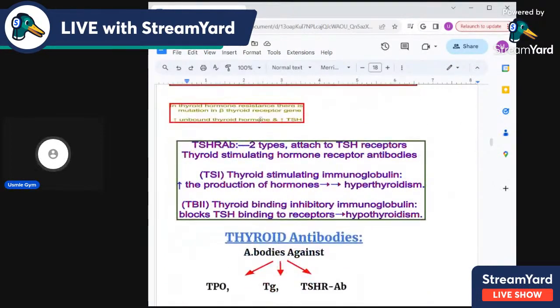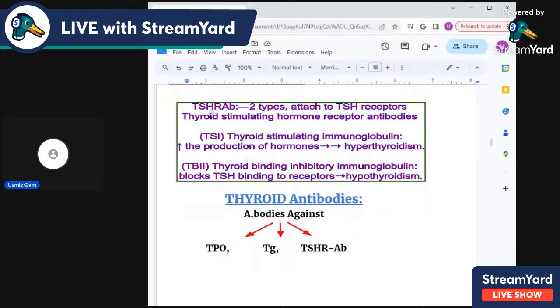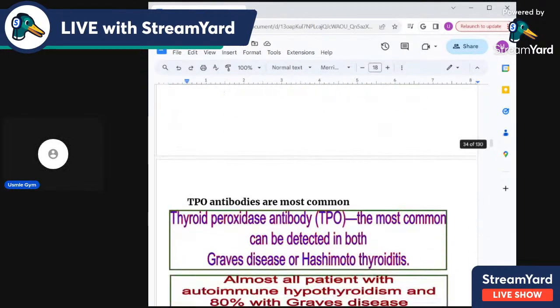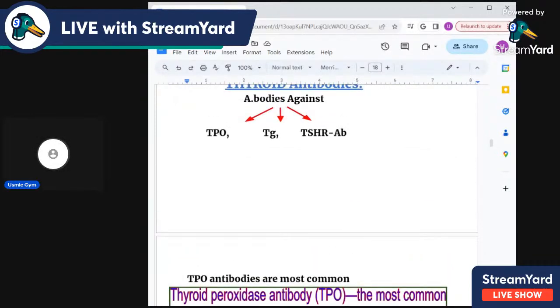Let's see. So these are the thyroid antibodies, TSH receptor antibodies. We already discussed two types: stimulatory immunoglobulins found in hyperthyroidism, and inhibitory immunoglobulins that inhibit the thyroid TSH receptors, found in hypothyroidism. They cause hypothyroidism. Now, thyroid antibodies: TPO, thyroid peroxidase antibody, thyroglobulin antibodies, and TSH receptor antibody. We will discuss it again.